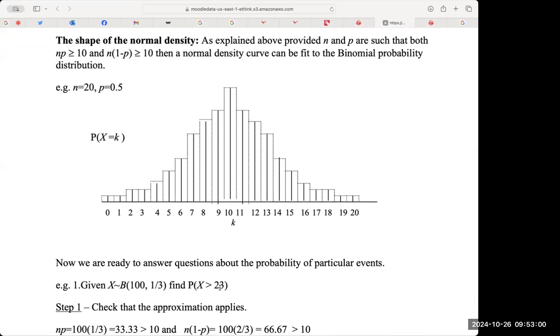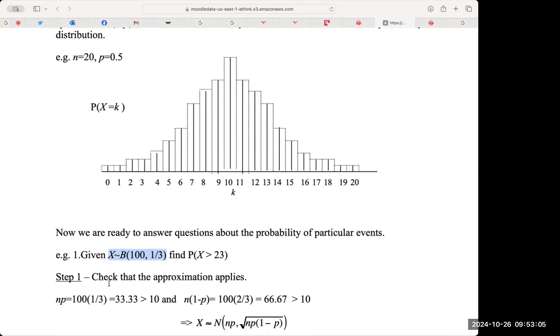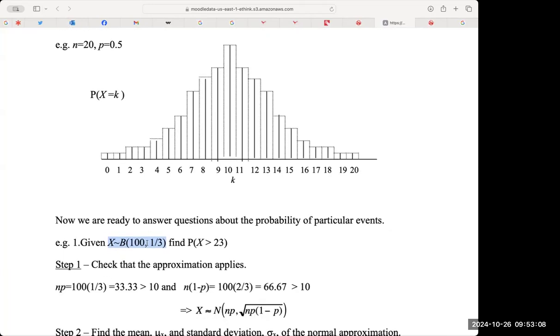So first, let's work with the population information. Let's say you're given a binomial distribution with 100 trials, and the probability of a success is one third. So find the probability that you get more than 23 successes. What would we have to do to solve that using the binomial distribution?